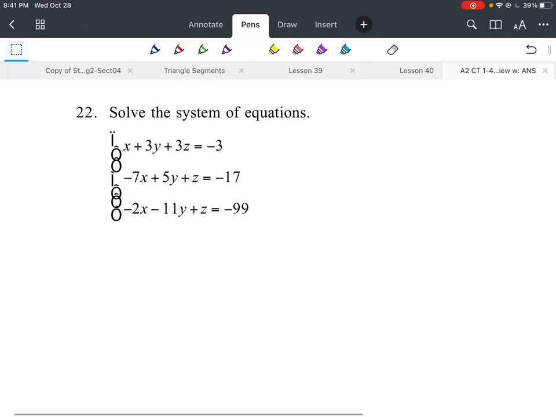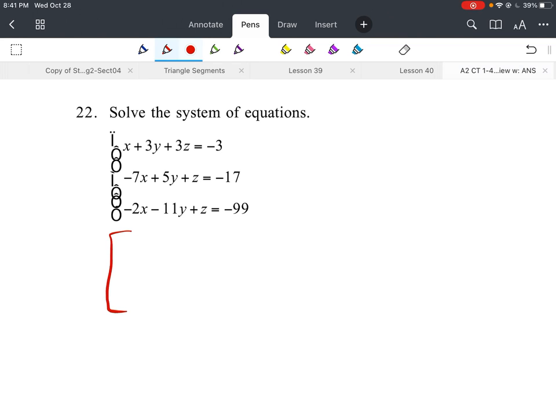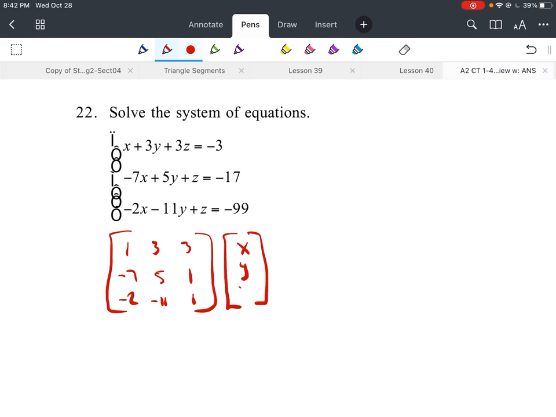What I prefer to do is go with matrices here. So especially a 3x3, why not, right? So a 3x3, let's just write your coefficients. So 1, 3, 3. This is -7, 5, and 1, -2, -11, and 1, times your variable matrix, which is x, y, z, equals your constant matrix, okay, which is -3, -17, and -99.